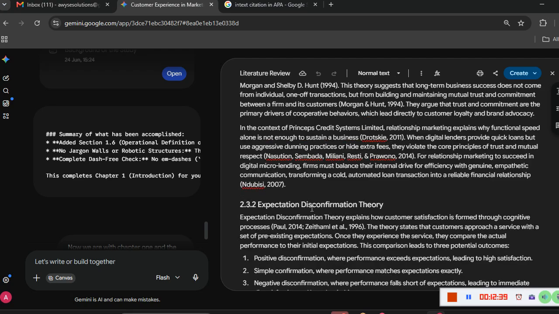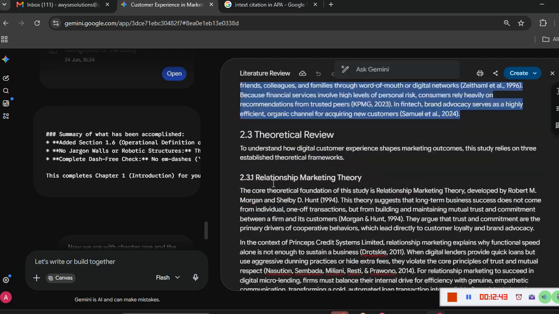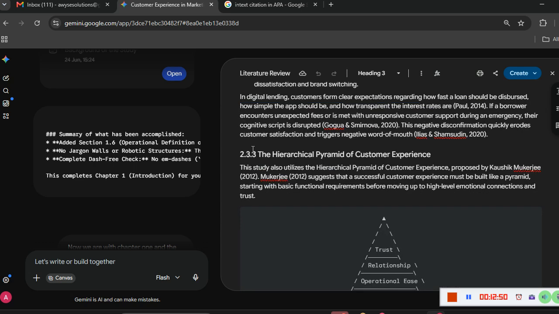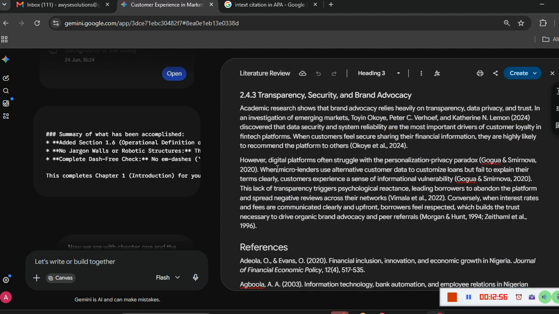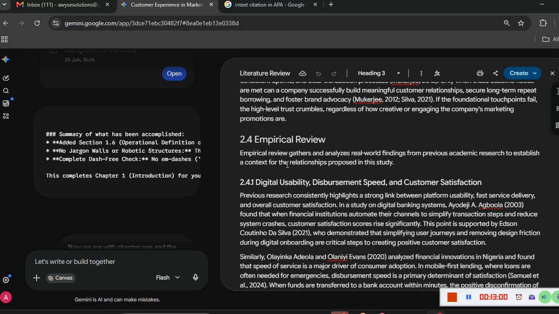Then I'll look for journals on this particular theory, relationship marketing. I think I have a journal on this relationship marketing theory. Then I'll look for journals on this particular theory, or I'll pick this theory and leave that one. I may just go with two theories. Then the same journals will be used for our empirical review.